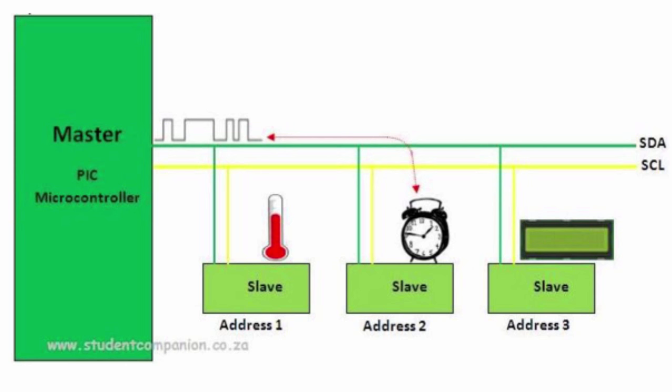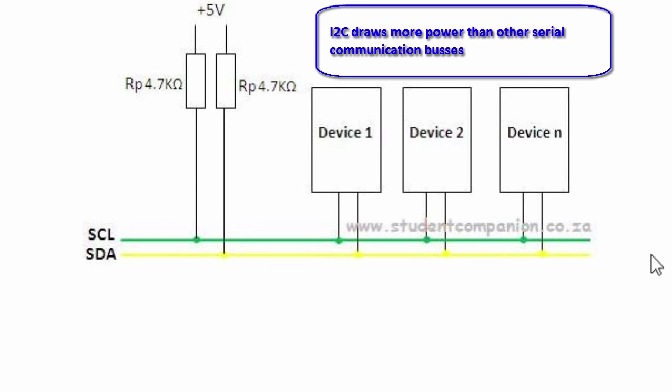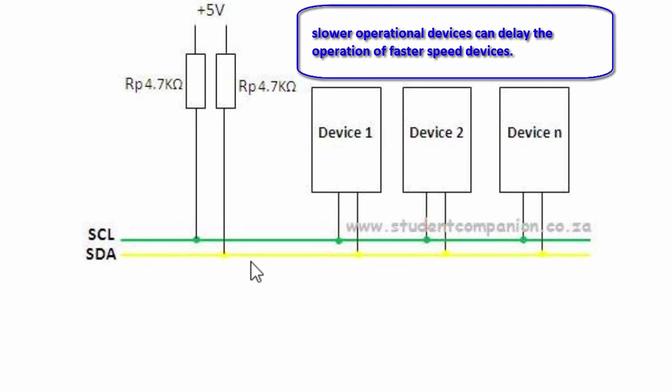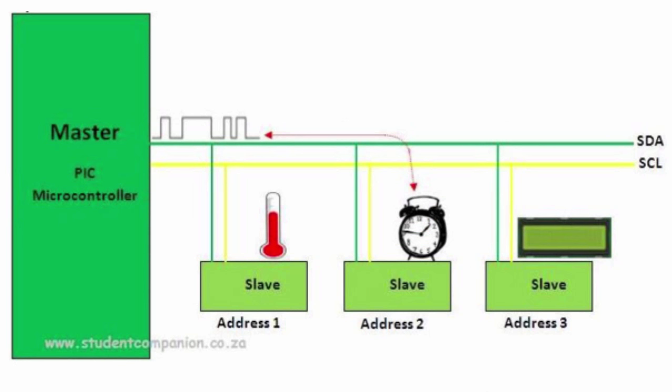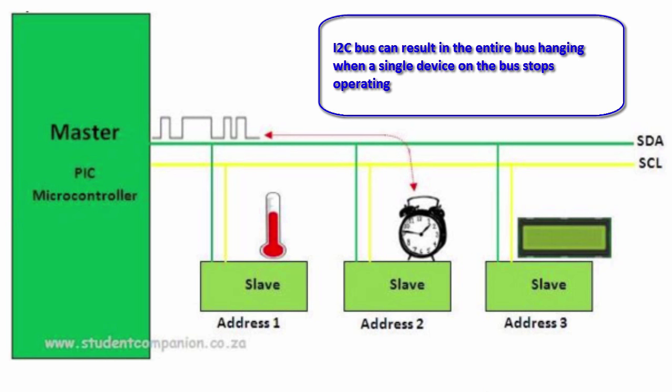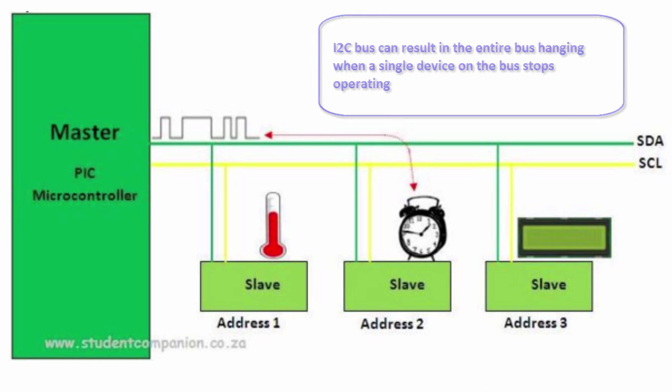I2C draws more power than other serial communication buses due to the open drain topology of the communication line. Since devices can set their communication speed, slower devices can delay the operation of faster devices. The other problem you can encounter with I2C, as this is a shared bus, is that the entire bus can hang when a single device on the bus stops operating. Cycling the power to the bus can be used to restart the bus and restore proper operation.